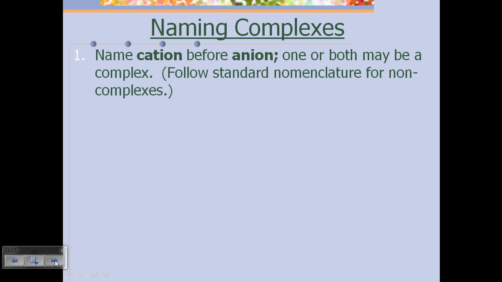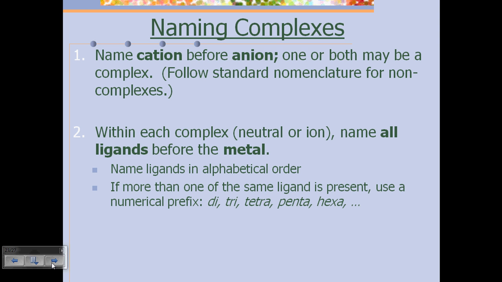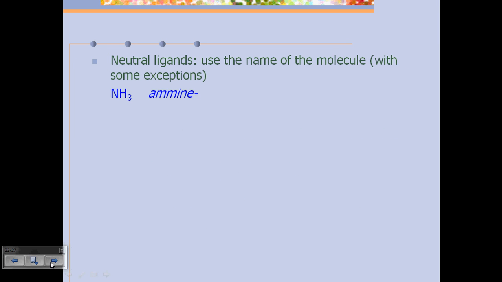Now to name complexes, they're almost named like ionic compounds. You name the cation first, followed by the anion. If your cation is a complex or your anion is a complex, it doesn't matter. Complexes always follow the same rule. First you name all the ligands before naming the metal. And you name the ligands in alphabetical order. You use prefixes if there are more than one of the same type of ligand. Prefixes don't count towards alphabetizing. And then you will name the metal with the charge.